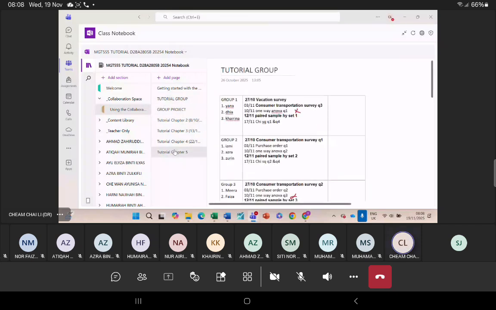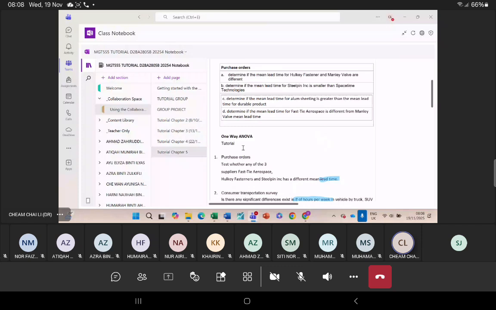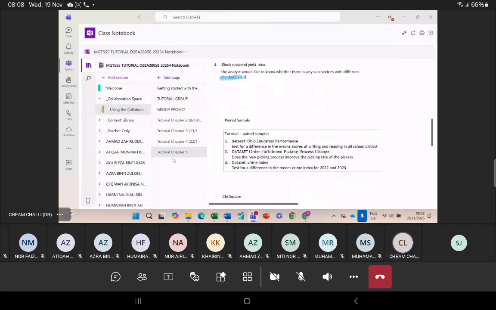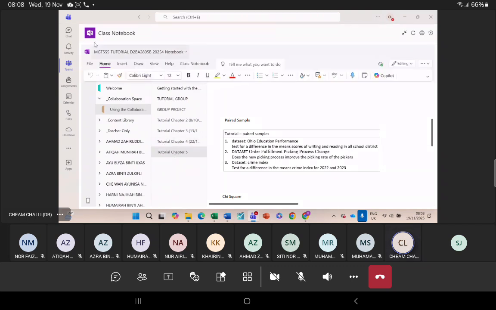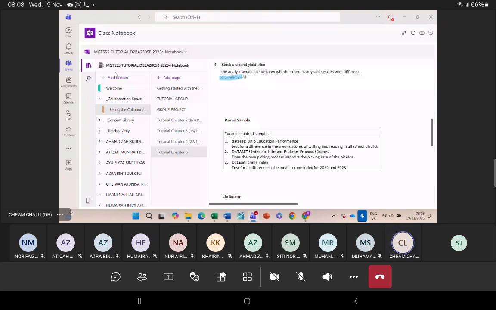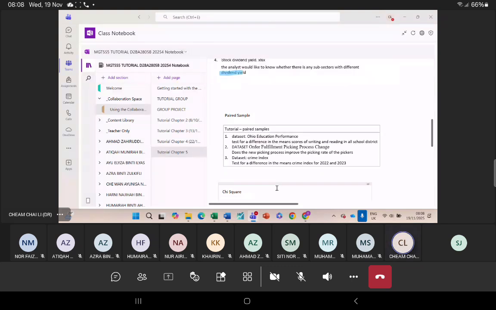So is it me or someone who didn't put the questions here? Right, chapter 5. So there are several questions. So if possible, you put the questions here. You copy from the mass lecture and then put them here. Otherwise, every time I have to go to the mass lecture.